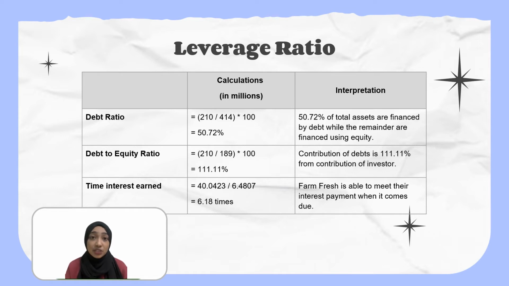As a result, we can say that the contribution of debts is 111.11% of the contribution of investors. Lastly, as for the times interest earned, we will divide its earnings before interest and tax by its interest expense. Hence, we can conclude that Farm Fresh is able to meet its interest payments when they come due by 6.18 times.